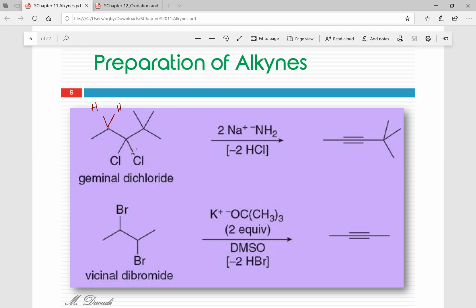So what happens, we remove a leaving group, we remove a hydrogen, we gain a double bond. And then the second step, which is the second E2 reaction, remove a leaving group, remove a hydrogen, we end up with our triple bond. And that's overall how we make an alkyne.